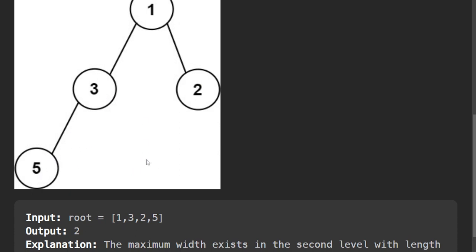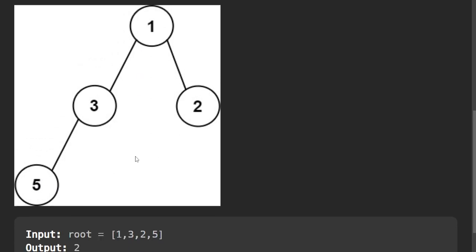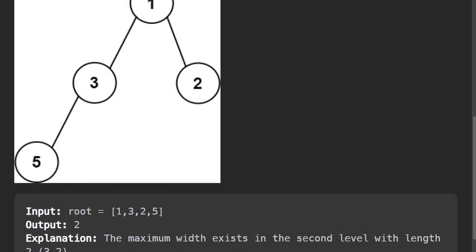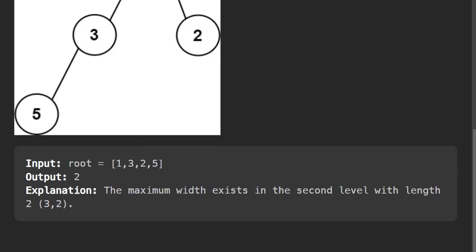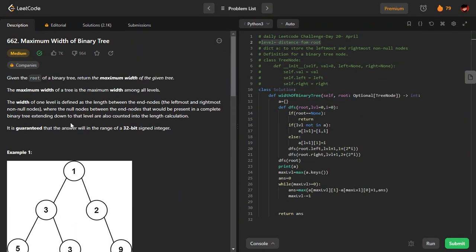Coming to level 1, the width will be 2 because there are two nodes present. Along level 2, the width will be 1 because there is only one node. Similarly, for level 0, the width will be 1. So you can clearly see the maximum width is coming at level 1. So 3 comma 2, in level 1, will contribute the maximum width, which is 2. I hope you now understand what width is.